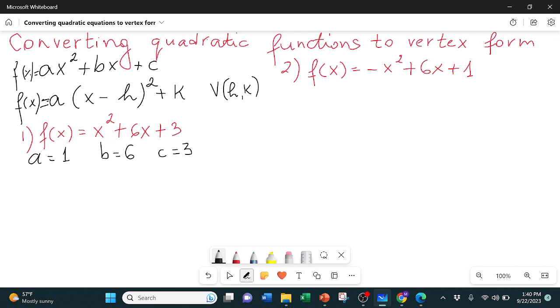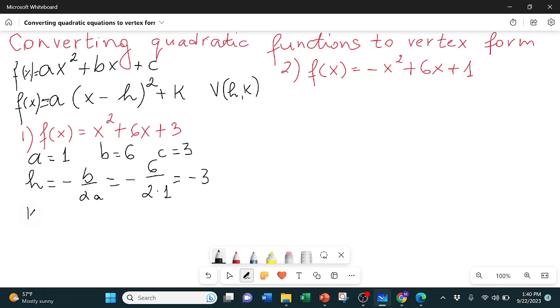Now, in order to write the function in vertex form, we need to find out the coordinates of the vertex. The formula to find h, the x coordinate of the vertex, is negative b over 2a. Having said that, we're going to substitute now. Instead of b, we're going to put 6, and 2 times, instead of a, we're going to substitute 1. So the answer will be negative 3.